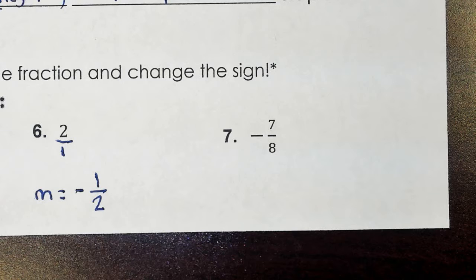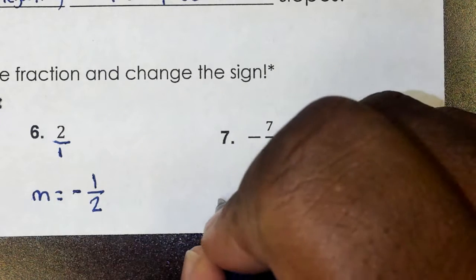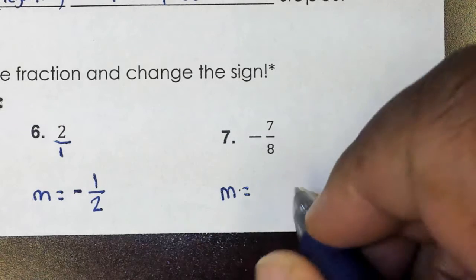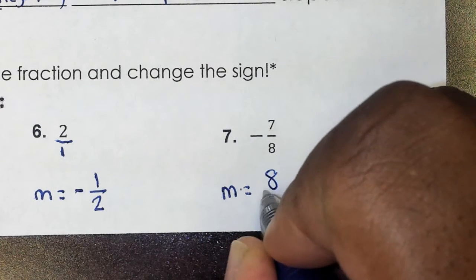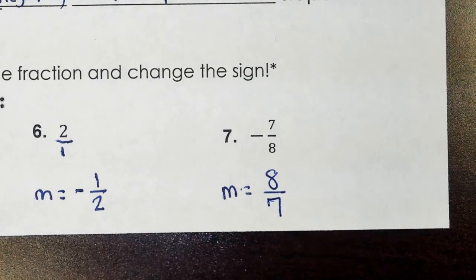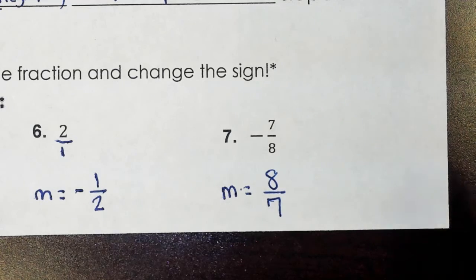Number 7 is where people get mixed up. That's why I don't like using the word negative reciprocal. I like saying opposite. Number 7 is negative 7 over 8. What's my negative reciprocal slope going to be? Positive 8 over 7. Good. That means you know.